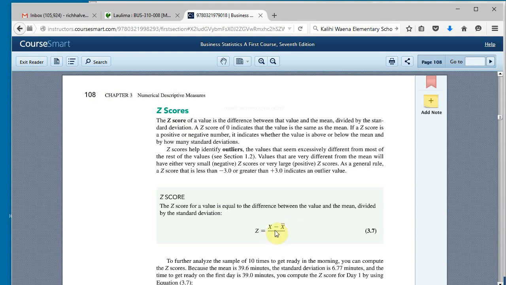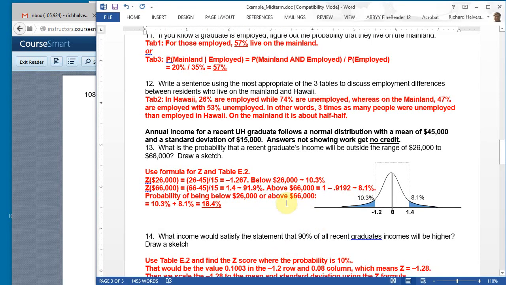So we're using this formula here, where x bar is going to be 45,000, s is going to be 15,000, and x is the score, the salary, which is going to be either 26,000 or 66,000 that we want to determine the z-score for. So if we go back to our test here, the z-score for 26,000 is 26 minus 45 divided by 15. We can just use thousands here because the thousands will divide out. And that equals minus 1.267, which I put right here.